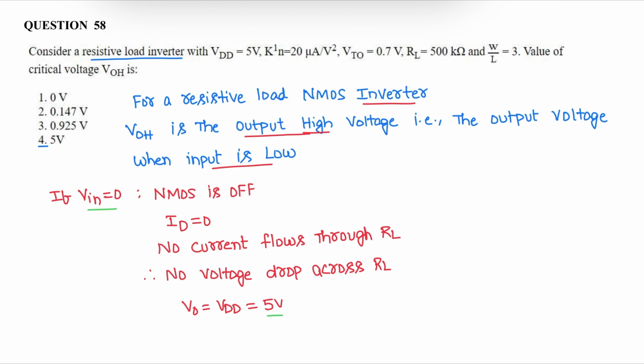Correct answer option 4. If input is 0 and MOS is off, drain current is 0, the current flowing through the circuit is 0, no current is flowing, no voltage drop. No voltage drop means output voltage is the same as the supply voltage.